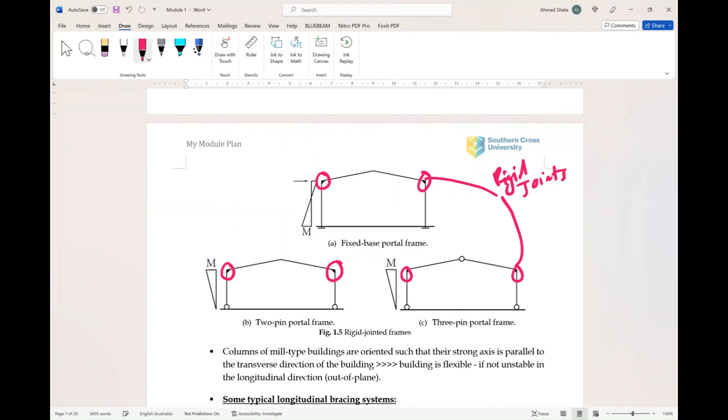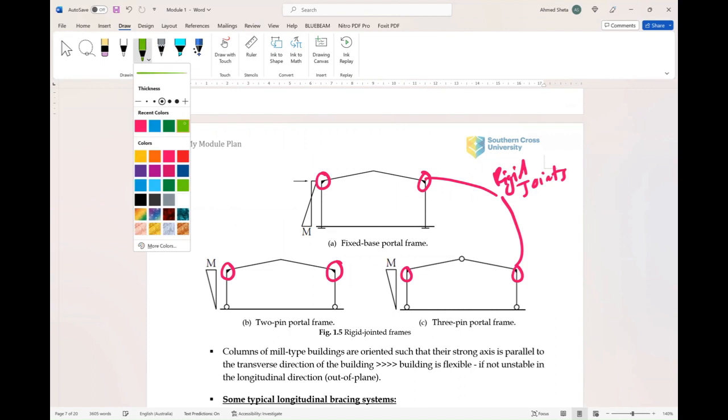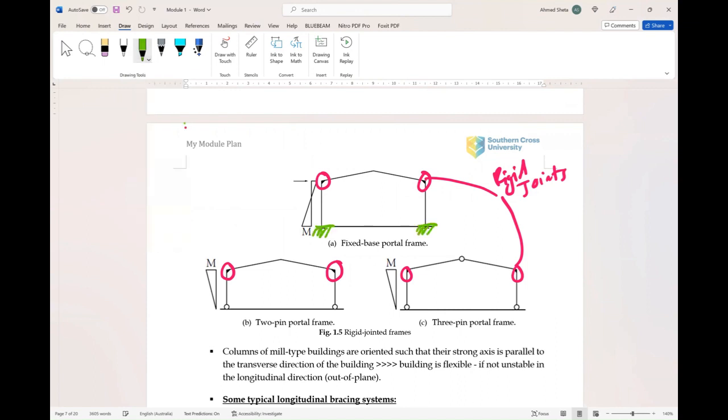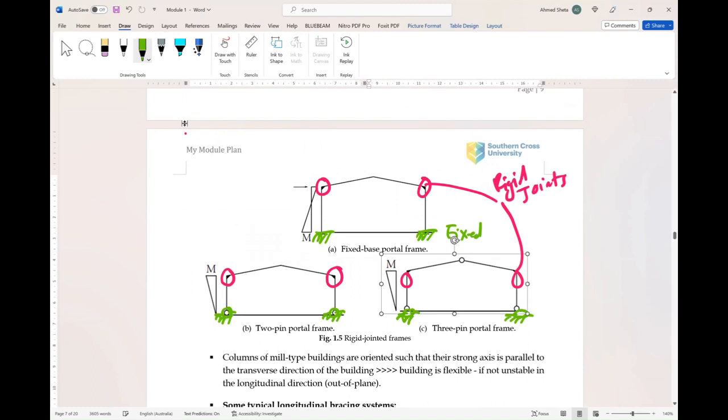We have two types of foundation base. So we can have a fixed base, this is one example, or a hinged base. So we have a hinged base here. So we have hinged or fixed base.